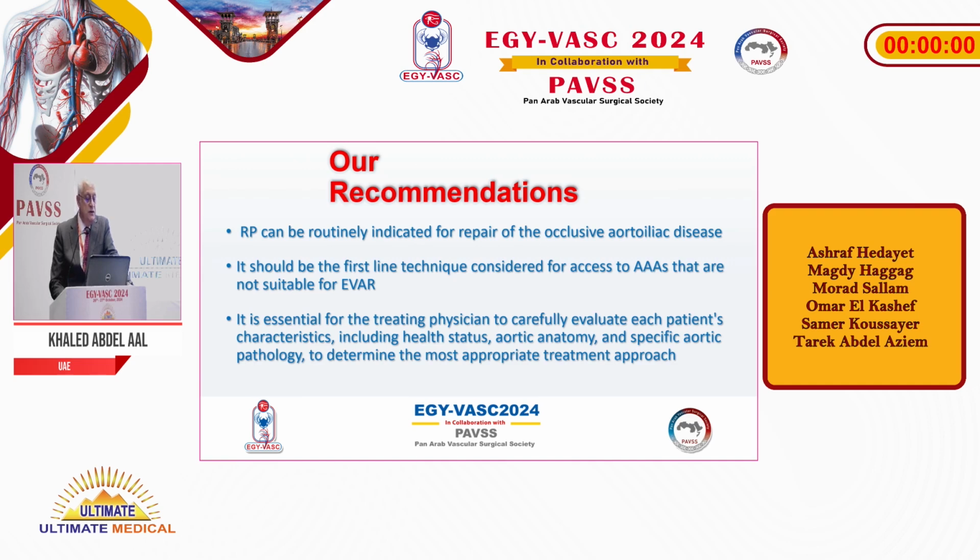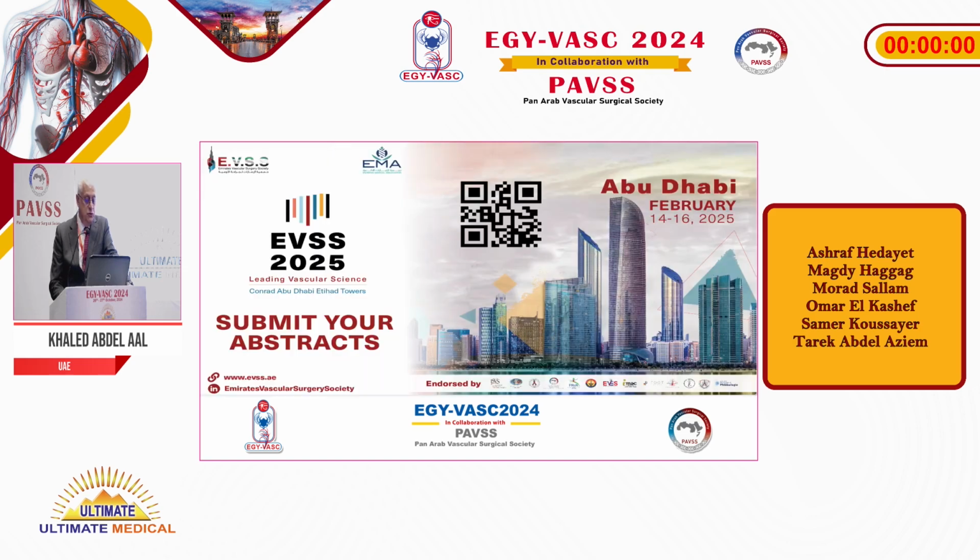So in our recommendation, the retroperitoneal approach should routinely replace the transperitoneal approach in case of occlusive aortic disease or aortic aneurysm when endovascular options are not available. And it is very essential for the treating physician to carefully evaluate each patient's characteristics, including health status, aortic anatomy, and specific aortic pathology, to determine the most appropriate treatment approach.